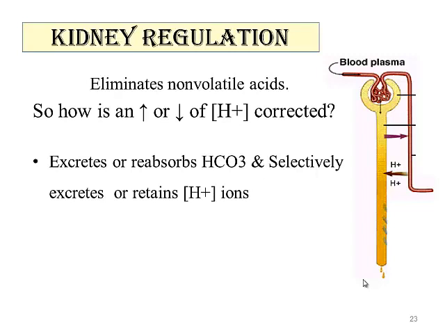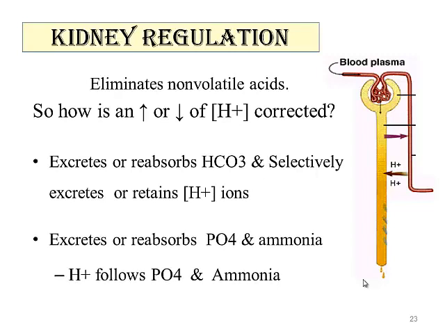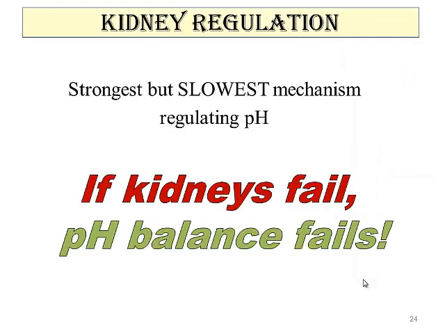For example, an increase in hydrogen ion concentration is corrected by increasing the amount of bicarbonate that is returned to the blood, and a decrease in hydrogen ion concentration is corrected by increasing the amount of acid that is returned to the blood while increasing the amount of bicarbonate excretion. Other kidney involvement is with the excretion and reabsorption of PO4 or phosphate and ammonia. Hydrogen follows PO4 and ammonia.